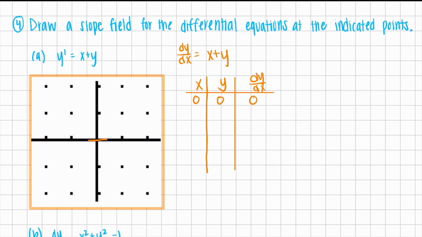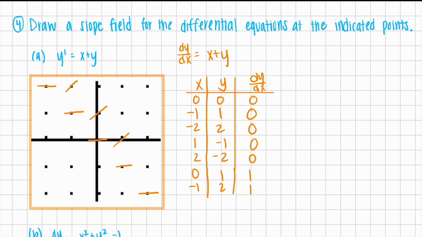Now, it's going to be x plus y. If I think about negative 1, 1, my slope is also going to be 0. And at negative 2, 2, my slope is also 0. At 1, negative 1, my slope is 0. At 2, negative 2, my slope is 0. Just like before, it's good to think about the trends. Let's do 0, 1. My slope is going to be 1. And at negative 1, 2, my slope is going to be 1. We can continue this trend. So we kind of have a diagonal trend going on.